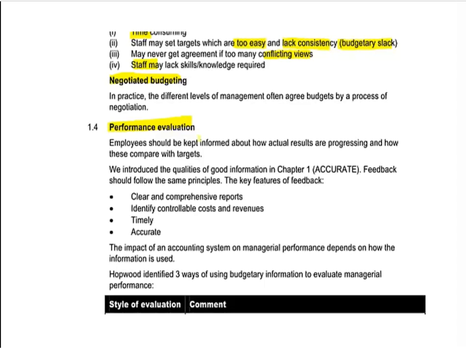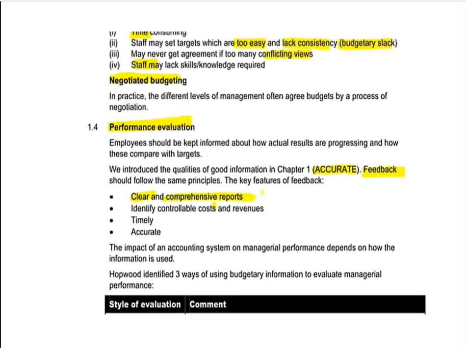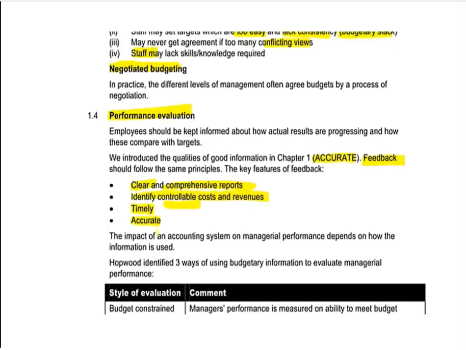In chapter 1, we thought about the qualities of good information, and those qualities of good information should also be applied to feedback. So we want to make sure that our feedback is clear and includes everything. It only includes those things that are controllable. So remember, we want to motivate people by getting them involved in setting costs and revenues for areas which they can influence. Don't wait too long and make sure that there aren't mistakes or errors in feedback wherever possible.